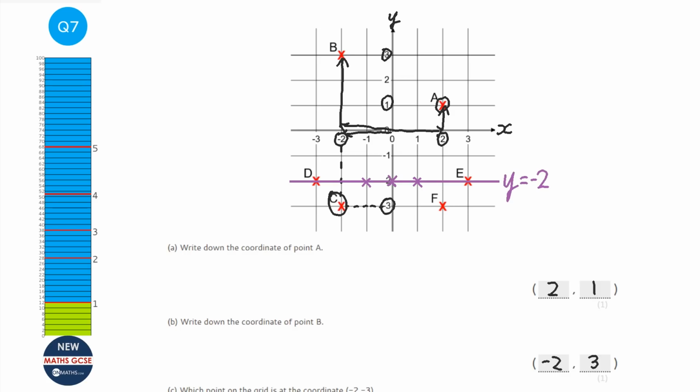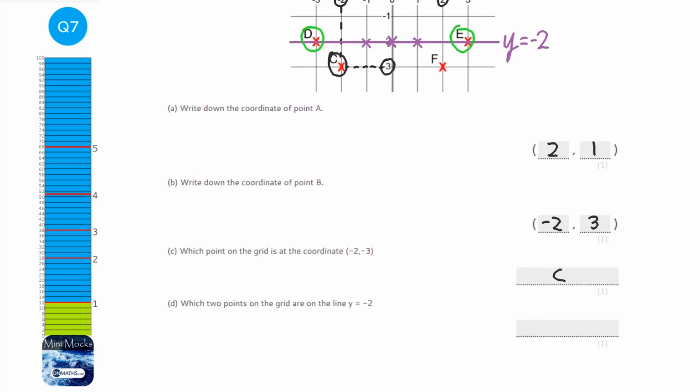If you have a y equals line, it'll always go from left to right. If you have an x equals line, it'll always go from top to bottom. So the two coordinates on that line are D and E. So the 2 points on the line are D and E.